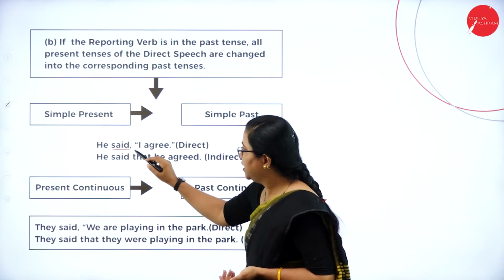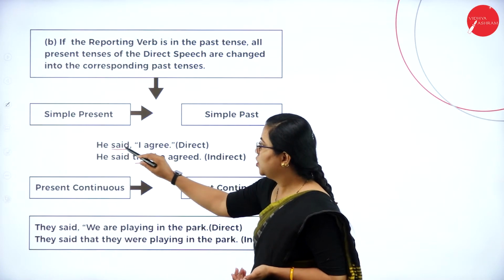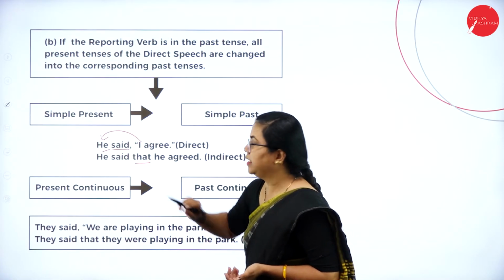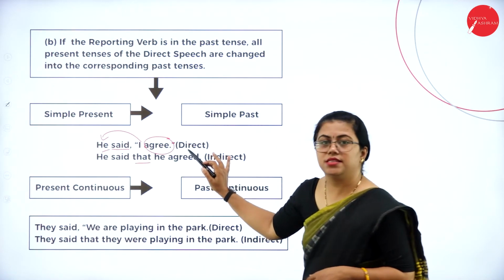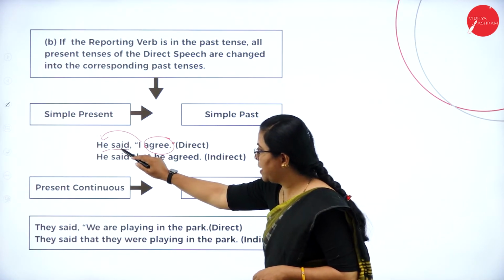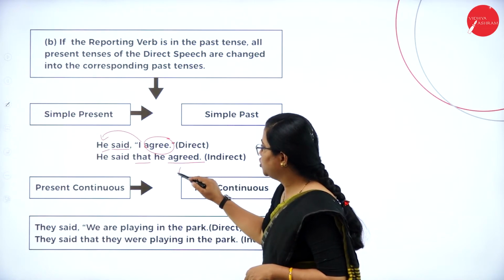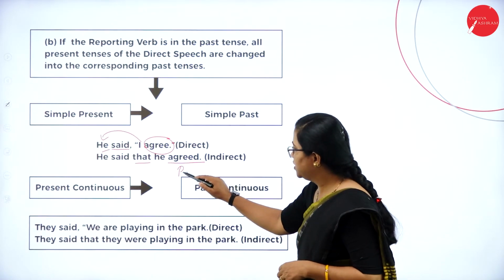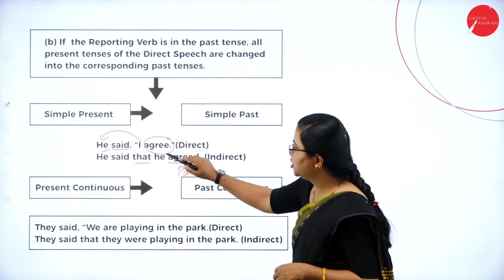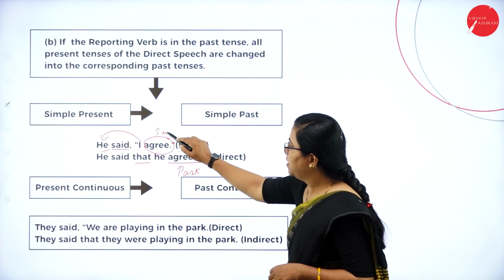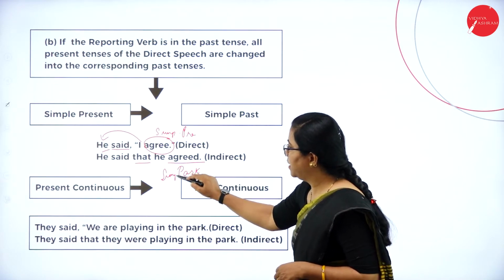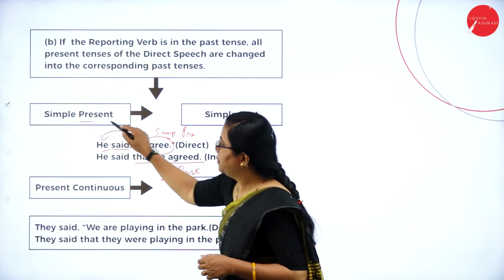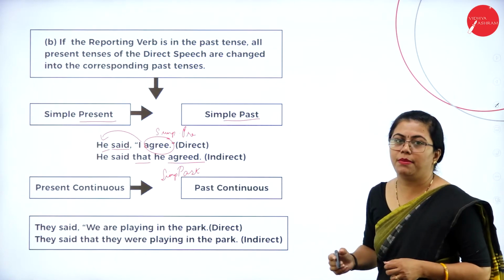He said that. So comma is replaced by that. So here I is referring to he. Okay. So here he agreed. You can see here this is in simple present, but since this is in past tense, this also will change to past tense. And which past tense is it changing? This is in simple present. Okay. That will change to simple past. Okay. That is what is told. Simple present will change to simple past.